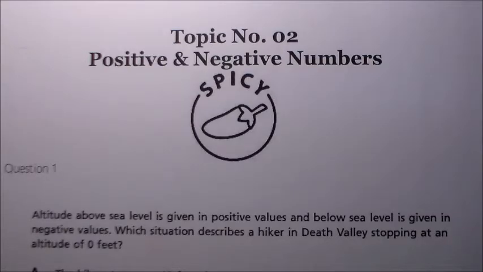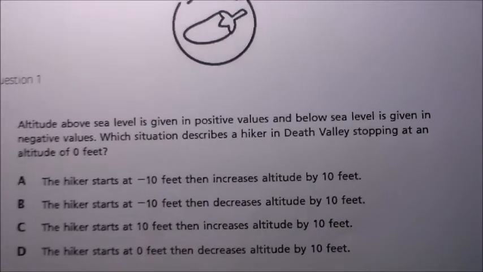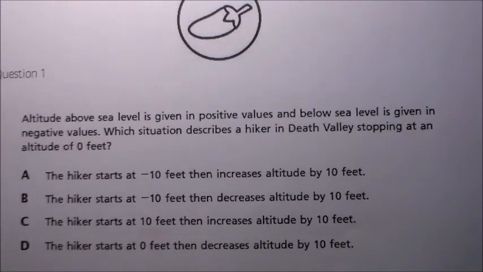Okay, topic 2, positive and negative numbers. That's exciting. Let's get going. Question 1. Altitude above sea level is given in positive values, and below sea level is given in negative values. Which situation describes a hiker in Death Valley stopping at an altitude of 0 feet?